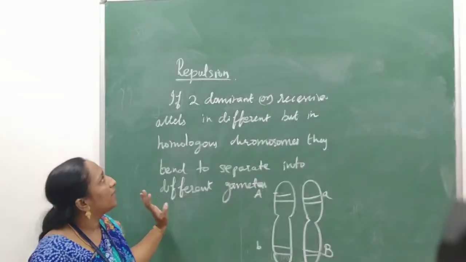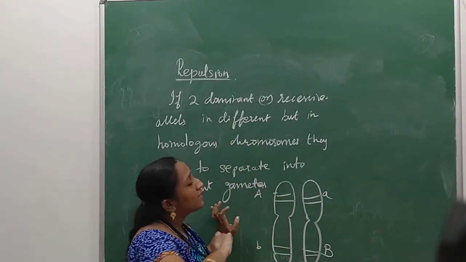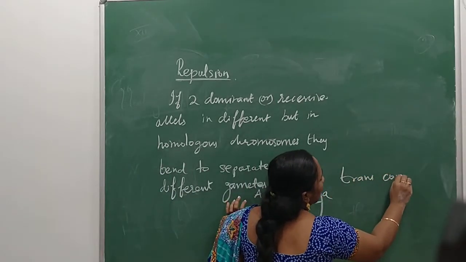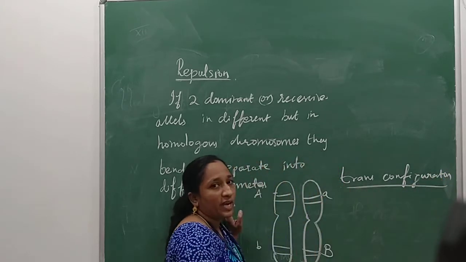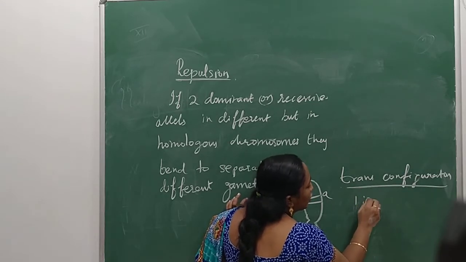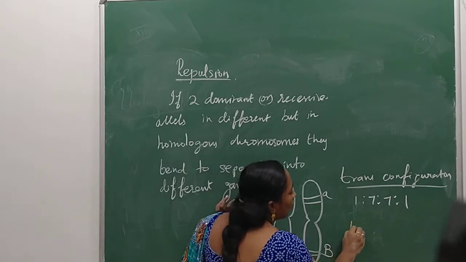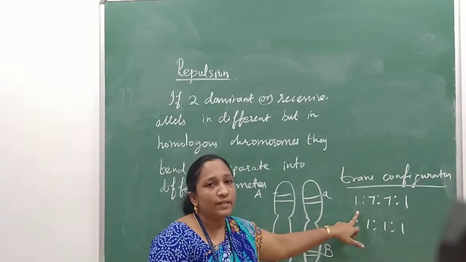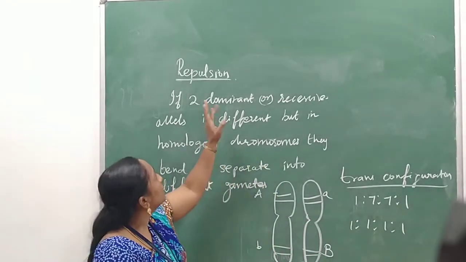This is called as what? Repulsion definition. Otherwise, the repulsion is called as trans configuration. The ratio will always be 1:7:7:1. The expected ratio is 1:1:1:1, but what they obtained is 1:7:7:1. Let's learn the cross of this repulsion.